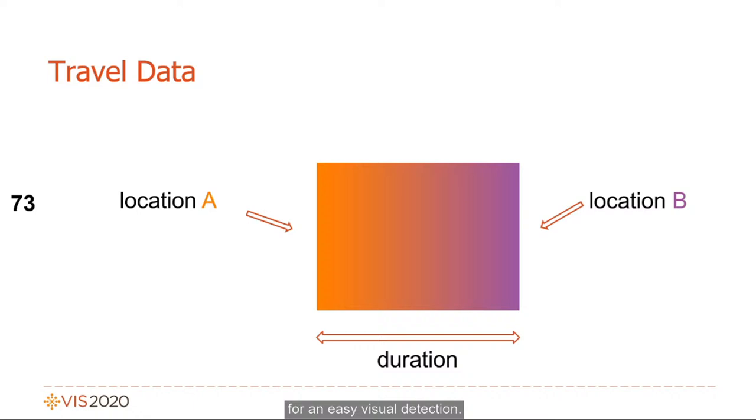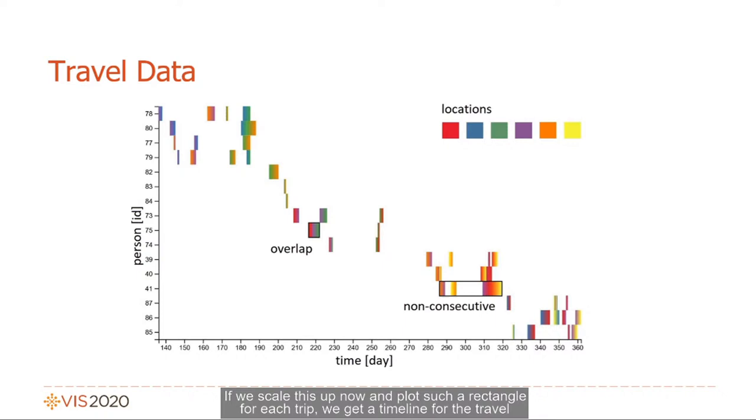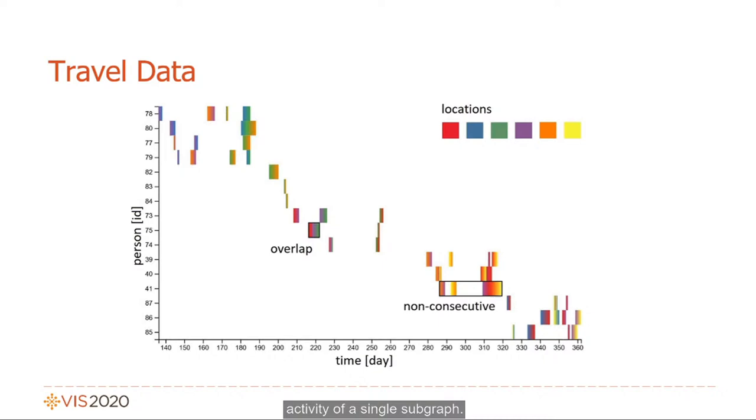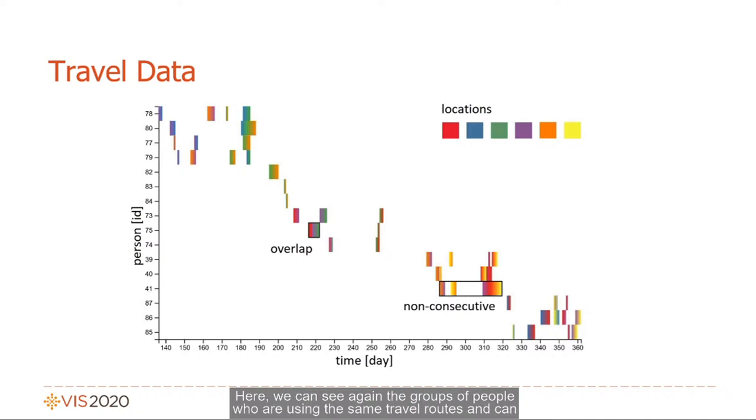If we scale this up now and plot such a rectangle for each trip, we get a timeline for the travel activity of a single subgraph. Here we can see again the groups of people who are using the same travel routes and can start to reason when and where people meet each other. Moreover, if we look at the person with the ID 75, we can detect rectangles with odd-looking gradients that overlap. This also happens in other travel routes and raises the question if the data is wrong or even purposely manipulated.